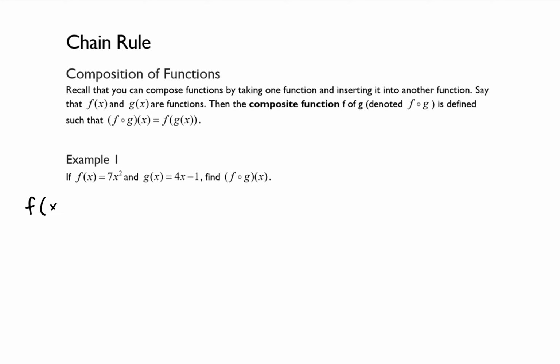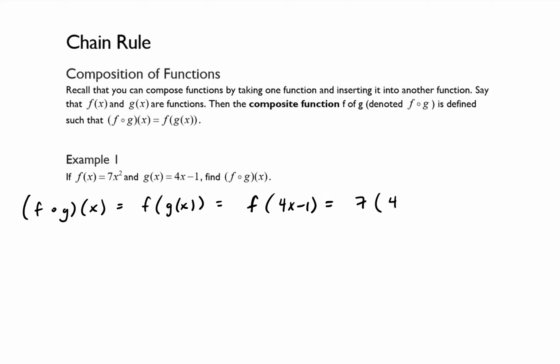So f composed with g of x is equal to f of g of x. So if we replace g of x there, we get f of 4x minus 1. And that means that in our f function, anywhere we see an x, we want to replace it with a 4x minus 1. So that's going to look like 7 times (4x minus 1) squared. And so that is our composite function.